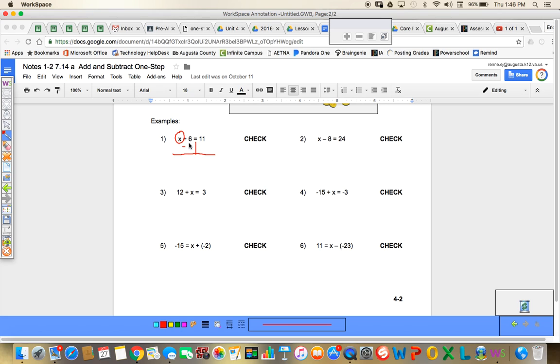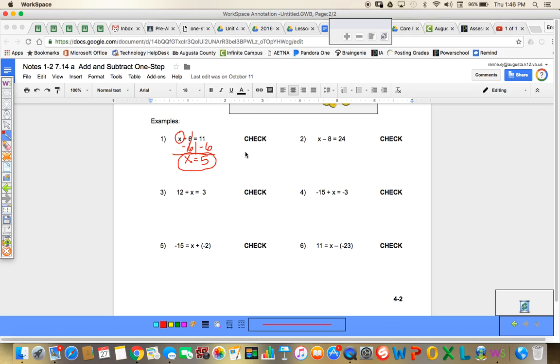If you were thinking subtract 6, you are correct. So I'm going to subtract 6 from both sides. 6 minus 6 equals 0, so that cancels. Bring down your variable. And 11 minus 6 equals 5.